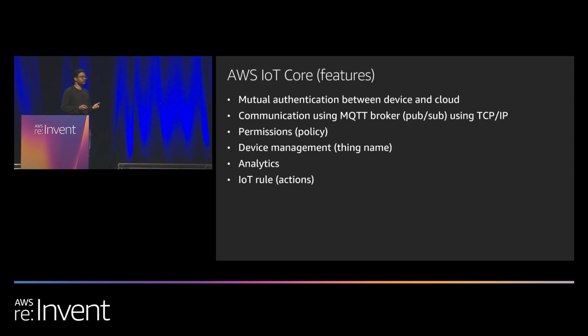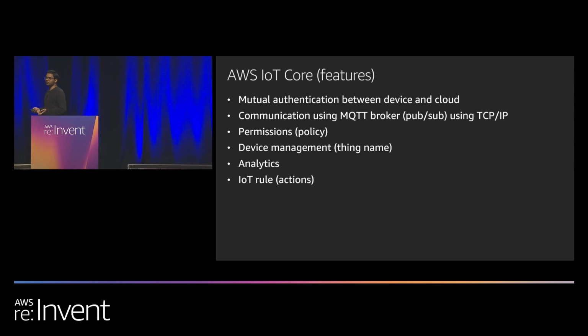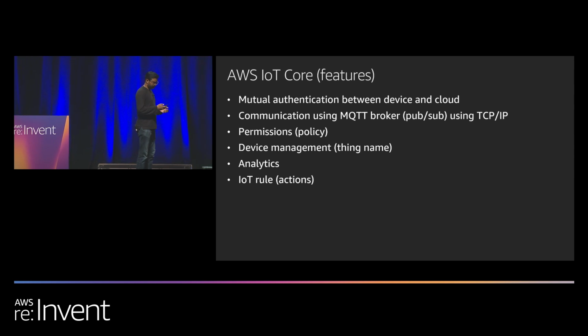They have device management using something called device IDs, or in AWS IoT terminology, something called a thing name, using which you could make groups and then do an OTA on the entire group, for example, or set permissions for the entire group. Then there is analytics, so you could send the device's data to IoT Analytics, process them there, and then connect them to AWS QuickSight for visualization. And then there is the IoT rules engine, which I would like to talk about a little more in detail.